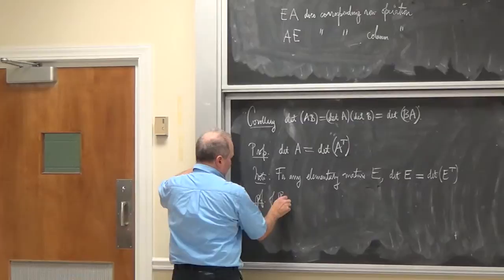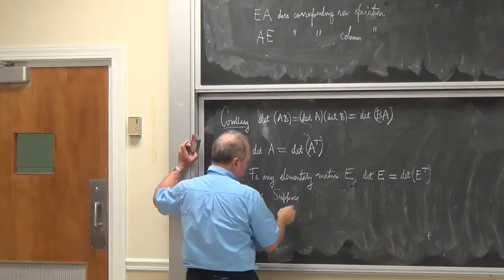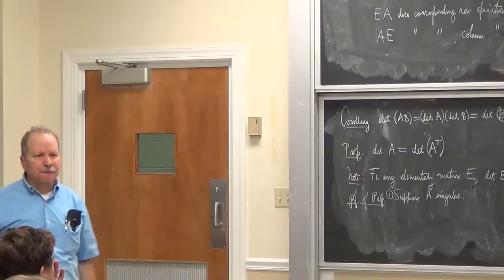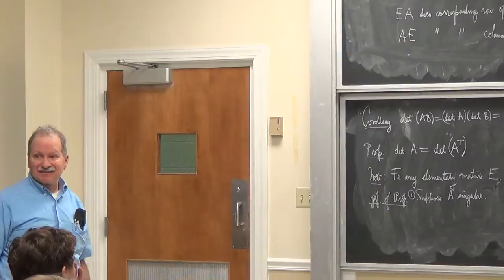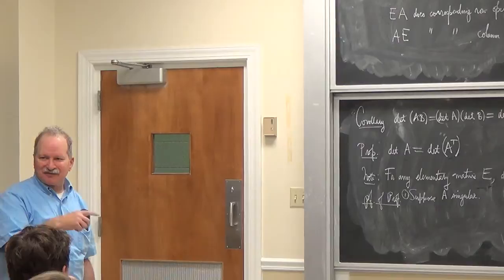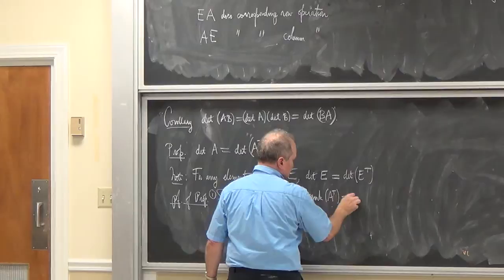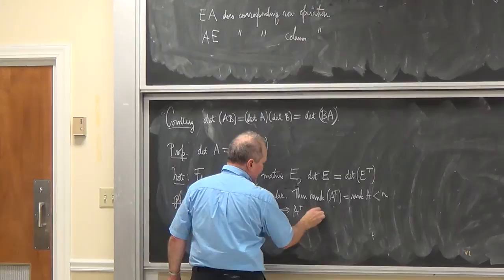So first, you made a supposition. Let me get rid of the case you didn't do. First, suppose A is singular. What happens in the singular case? The determinant is zero, but why is the determinant of the transpose zero? Because the transpose is singular, because rank is true independent of transposing. The rank of A transpose equals the rank of A, which is less than N, which implies A transpose is singular. So both of these numbers are zero. Zero equals zero. Everyone okay with that?